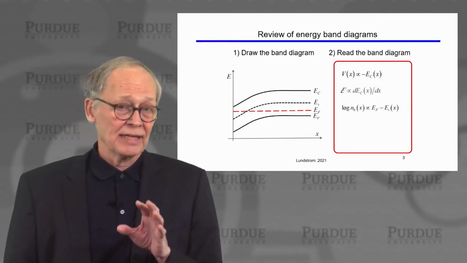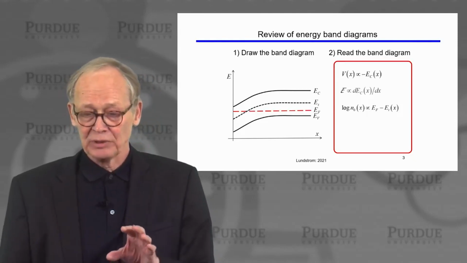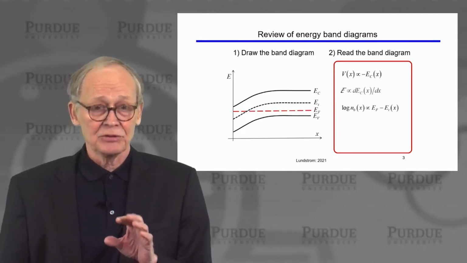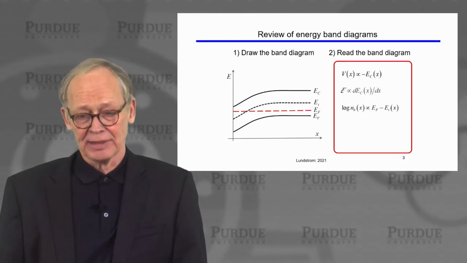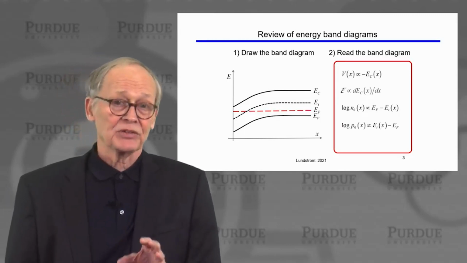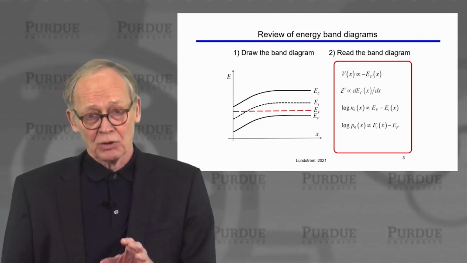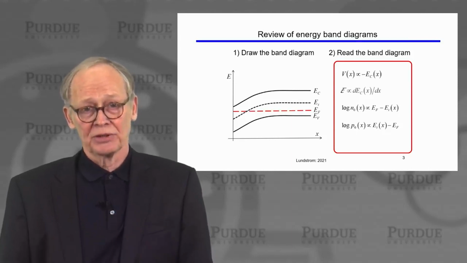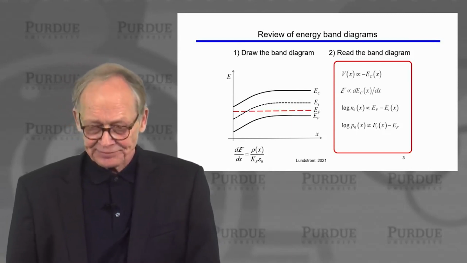If we'd like to know how the electron density is varying with position, well, that's related to how far above the intrinsic level the Fermi level is. So we can read that right off the energy band diagram. If we're interested in the hole density versus position, well, the hole density increases when the Fermi level goes below the intrinsic level. So we can read that right off the energy band diagram.